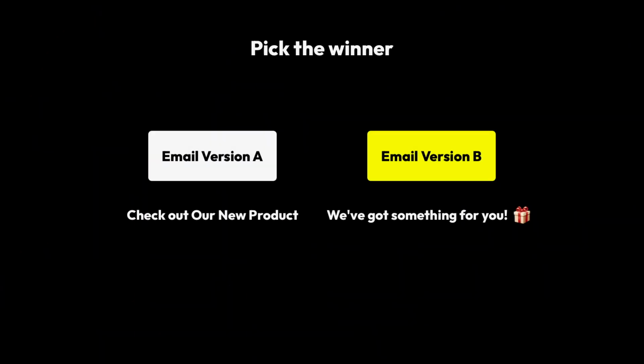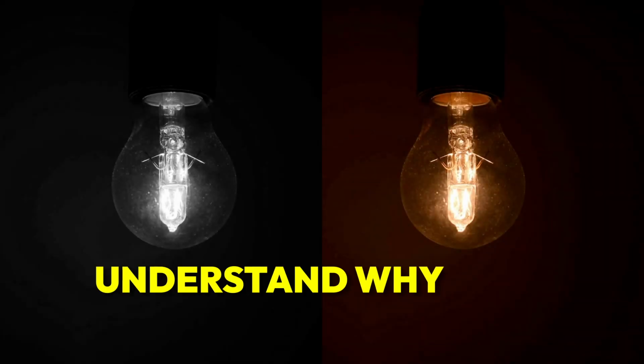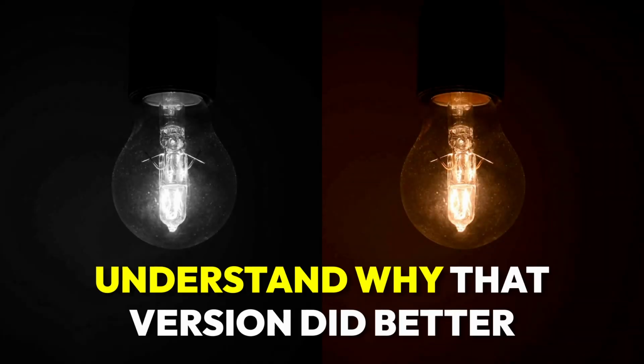And now this is where the magic happens. We dive into the data. If version A clearly outperforms version B, for example, in terms of open rate, then you take what worked, like the catchy subject line, and use it in your future emails. The key here is to understand why that version did better.